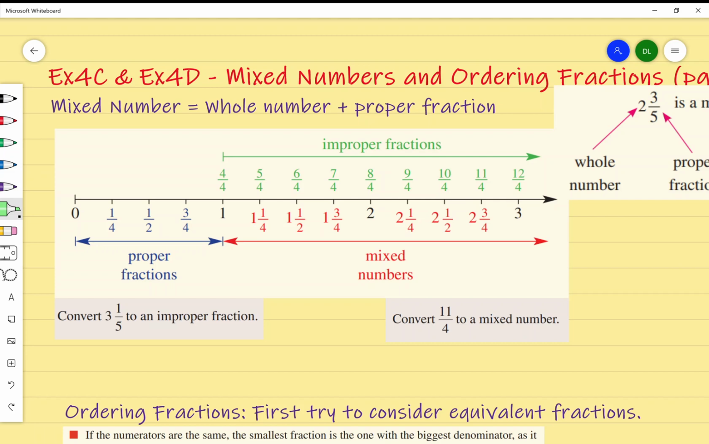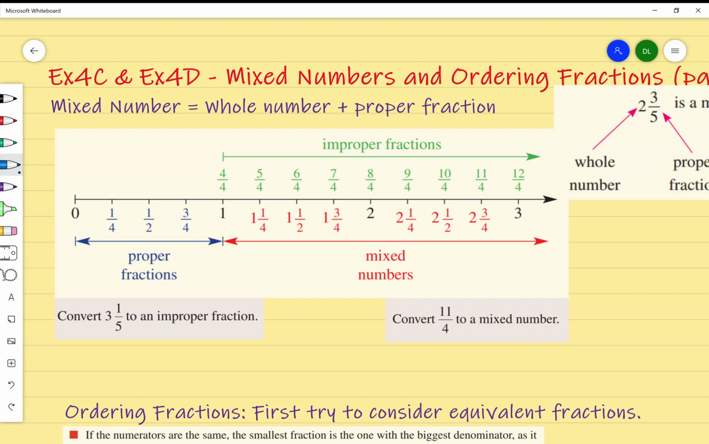With our mixed numbers, we start off with our proper fractions. And then as we move past the value of 1, we have 1 and 1/4, 1 1/2, or whatever it is. Okay? Does that make sense? So mixed numbers help us see exactly which section it's in without having to change it into another format. Okay, so let's figure out how we convert between improper and mixed numbers.